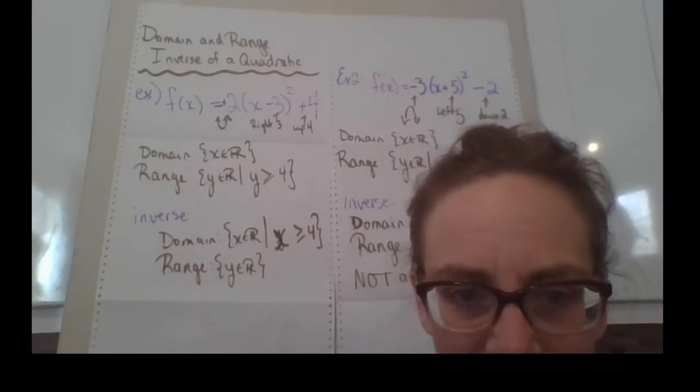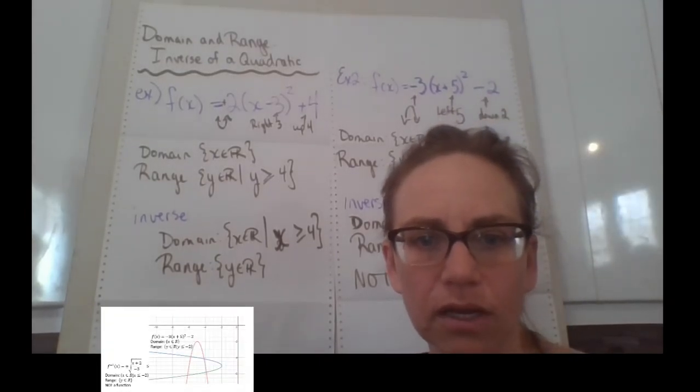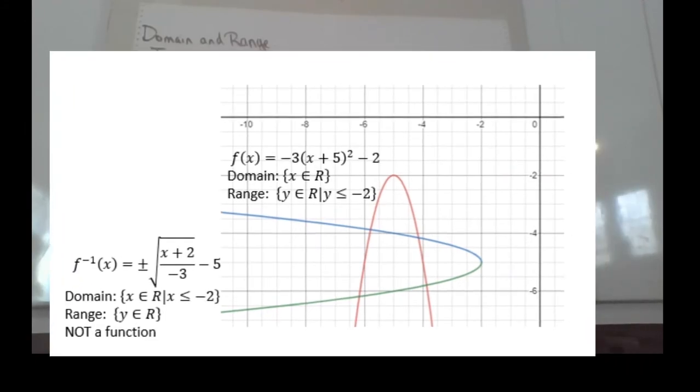If I want to see that through Desmos, so I've already got it plotted, and there it is. There's my original function going down with a maximum value of negative 2, which I see here. My inverse, which is not a function, is this curve. So I know that x is less than or equal to negative 2.